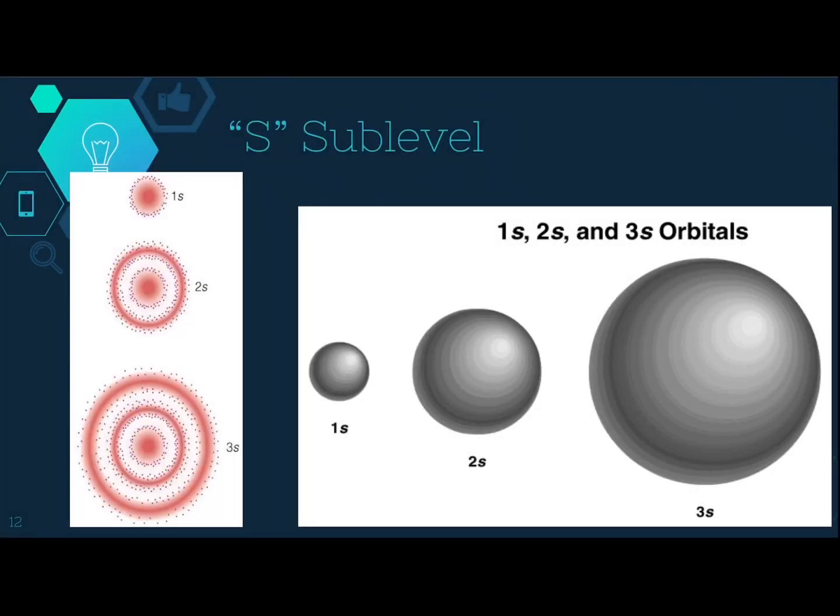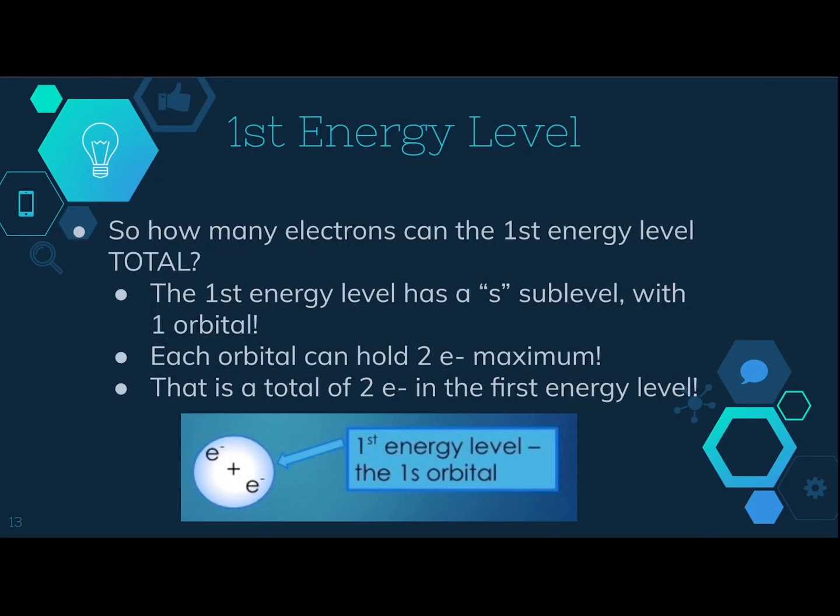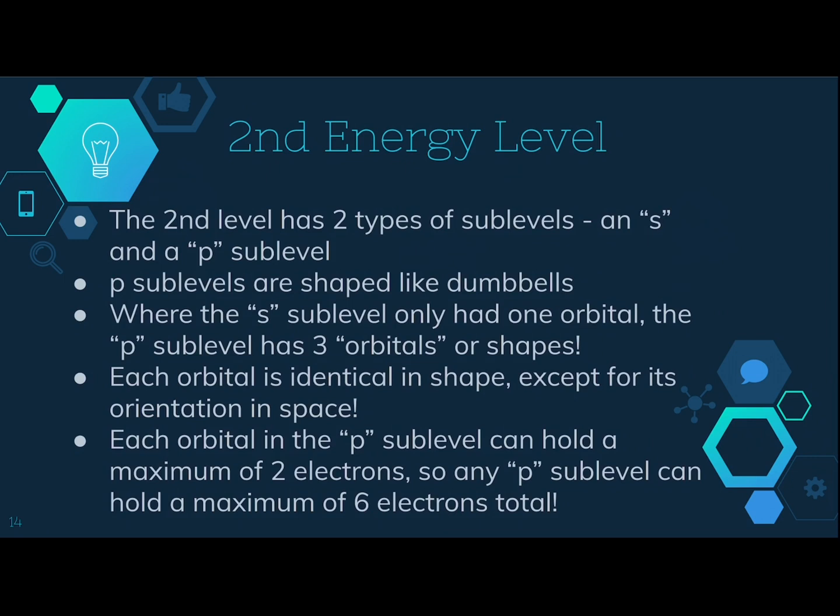Here's some pictures. As I move up energy levels, so those numbers represent energy levels 1, 2, 3, the size of that orbital, or the size of that sublevel, the S, gets larger. So there's more spaces for those electrons to move. So again, in our first energy level, I only have the S sublevel, which means I only have one orbital, which means I only have 2 electrons in the first energy level.